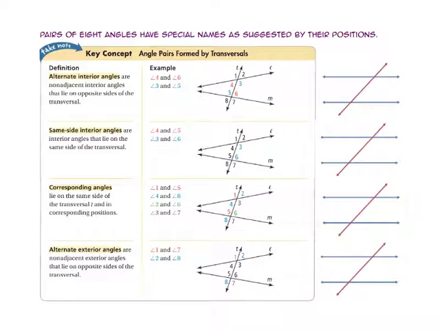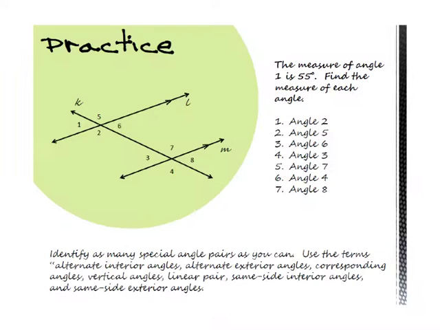This slide is just a quick reference of your angle pairs. Pause the video and try to find the measure of each angle if the measure of angle 1 is 55 degrees. Remember that alternate interior angles, alternate exterior angles, corresponding angles, and vertical angles are all congruent. Linear pairs, same-side interior angles, and same-side exterior angles are always supplementary. Here are the answers. How did you do?